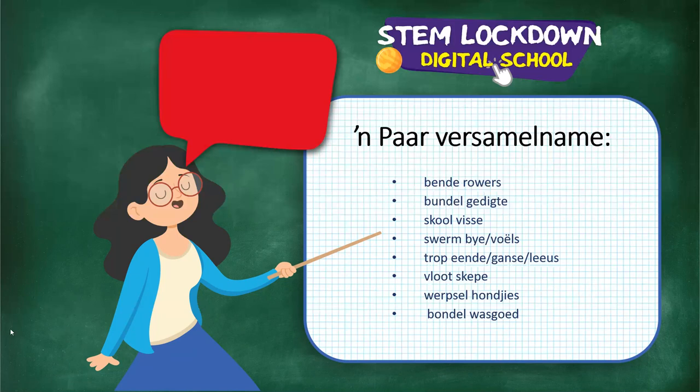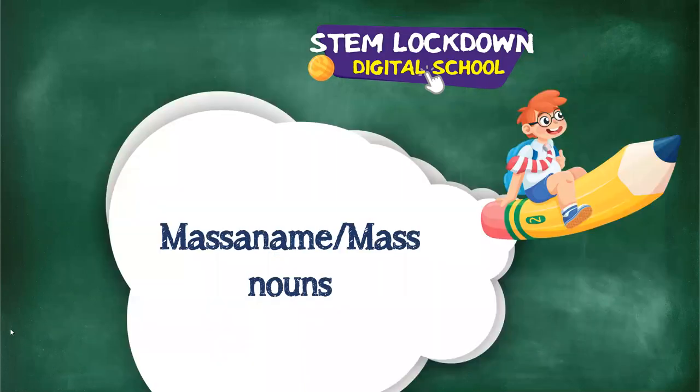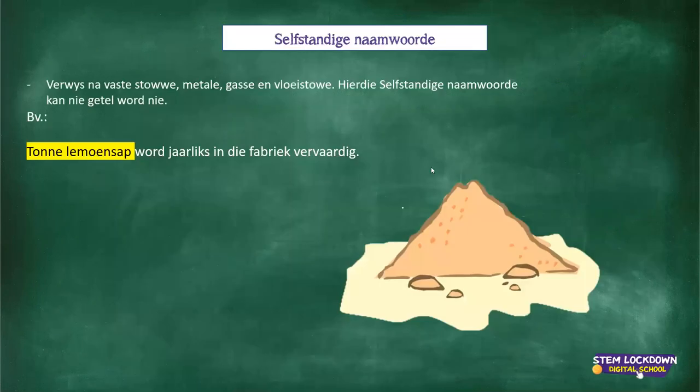The next one is massaname or mass nouns. This refers to, sorry for moving this around so quickly, but I'm trying to multitask here. If you see that heap of sand there, there's lots and lots of korreltjies of sand, as I would say in Afrikaans. Daar's baie korreltjies sand. Ons sal dit nie almal kan tel nie. We won't be able to count each little piece of sand there.